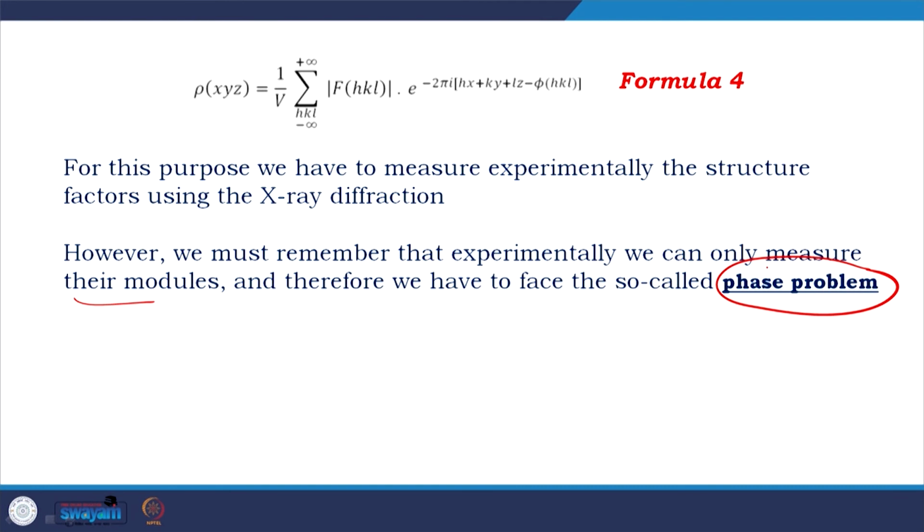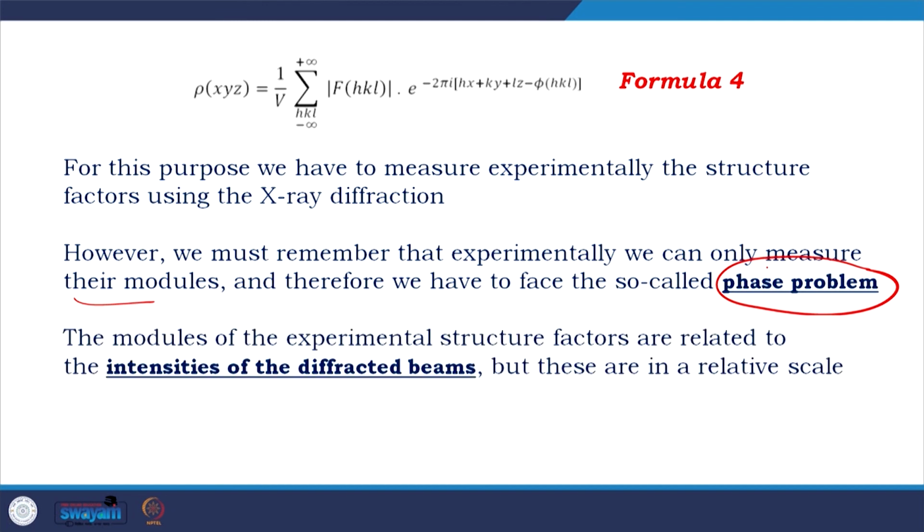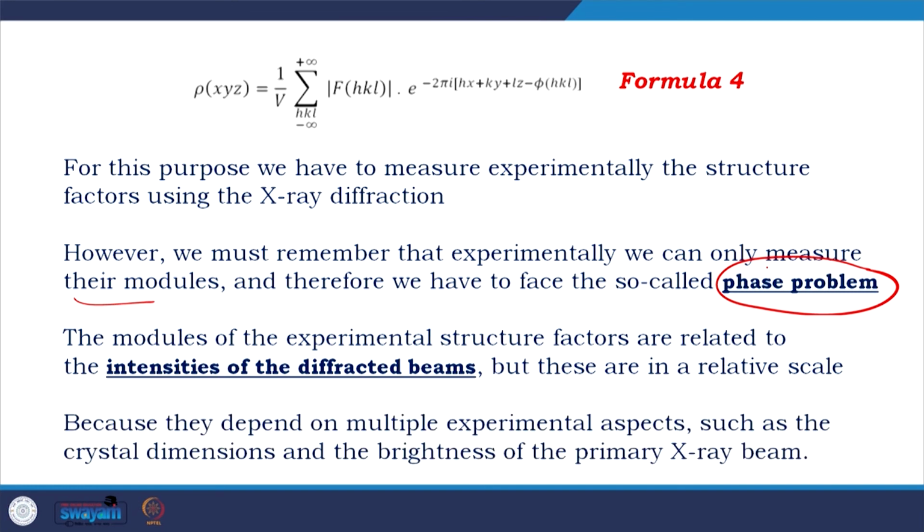I talked some time ago about the famous phase problem in crystallography. Now, we are in the phase problem, where we have a problem in measuring the angle. The module of the experimental structure factors is related to the intensities of the diffracted beam, but these are on a relative scale, because they depend on multiple experimental aspects such as the crystal dimension and the brightness of the primary X-ray beam.